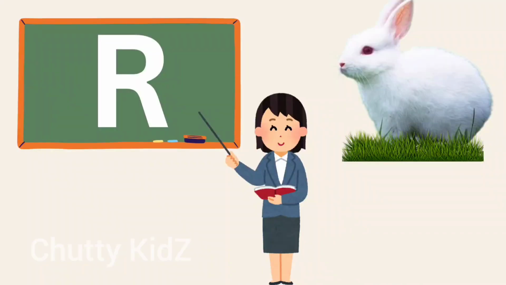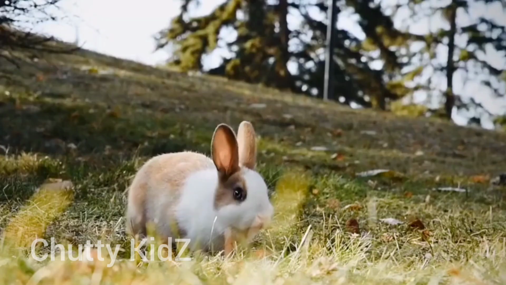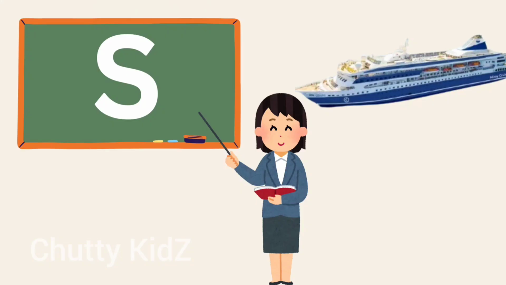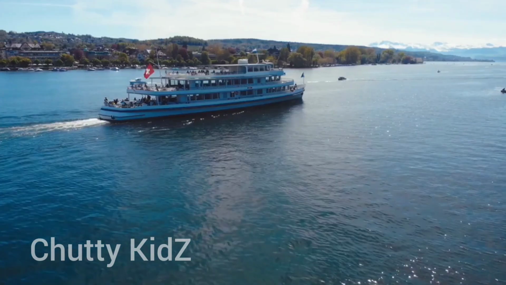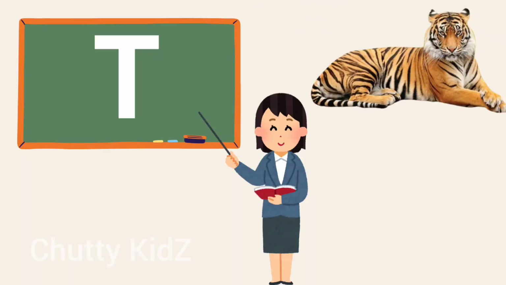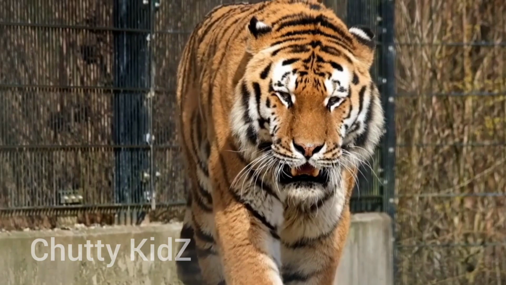R. R for rabbit. R. R for rabbit. S. S for ship. S. S for ship. T. T for tiger. T. T for tiger.